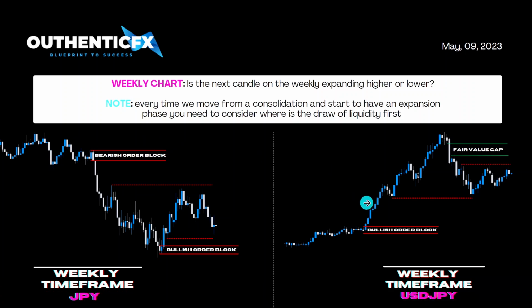Vice versa on the USD JPY pair. The reason why I put these two together is because the yen correlates with USD JPY. If the yen index is going down, that means USD JPY is going up, and that gives us more confirmation in analyzing and anticipating the week ahead or the day ahead and the price action that follows, guys.